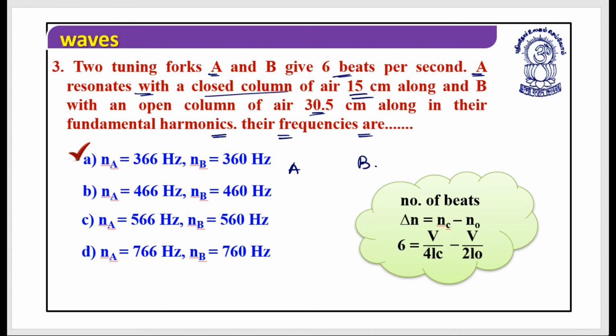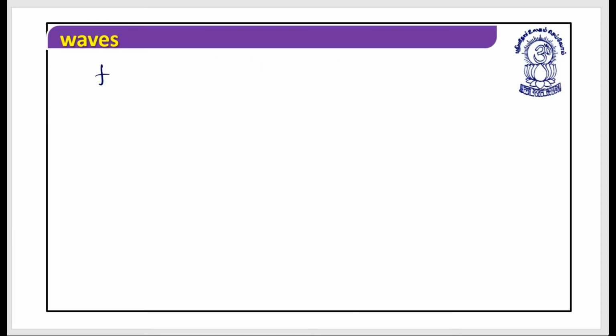So when we talk about the closed column, this is equal to v by 4L, and when we talk about the open column, this is equal to v by 2L. I hope this is clear. Is it clear? So basically the beats frequency f is equal to f1 minus f2.